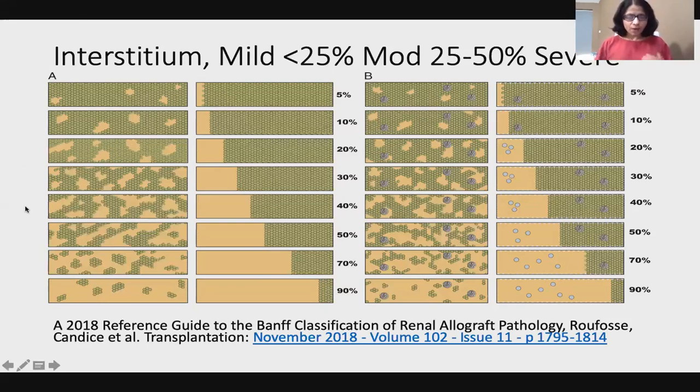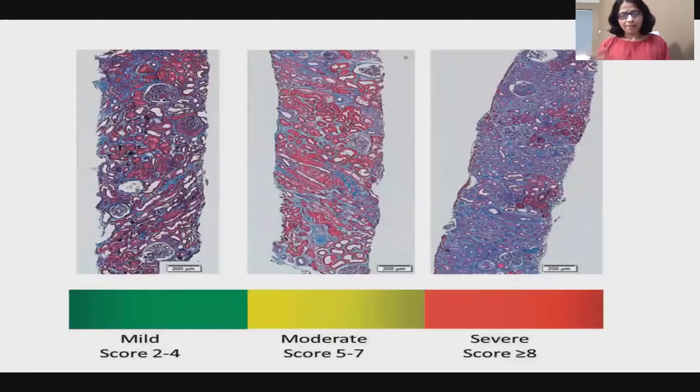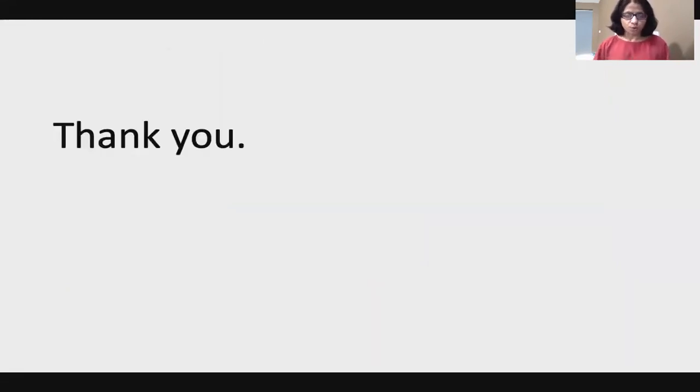So when we look at the background, we're trying to estimate whether there is mild, moderate, or severe damage, and it's arbitrarily divided into less than 25, 25 to 50, or more than 50%. And we tend to come to a decision. Just keep in mind and find out what system is used in your lab. So as I mentioned, the first system was mild, moderate, severe. Others may use a scoring system like 2 to 4, 5 to 7, and more than 8 to tell you whether it's mild, moderate, or severe. So be mindful of what is used.